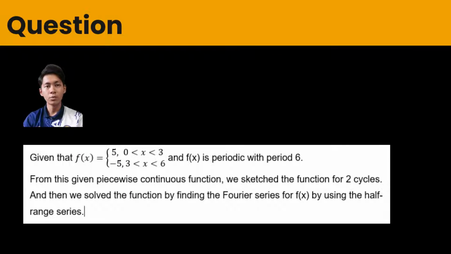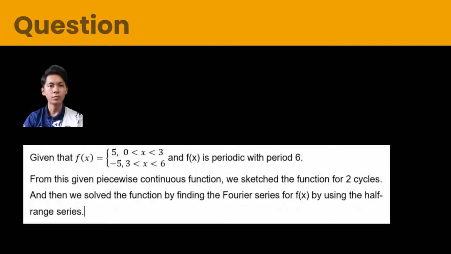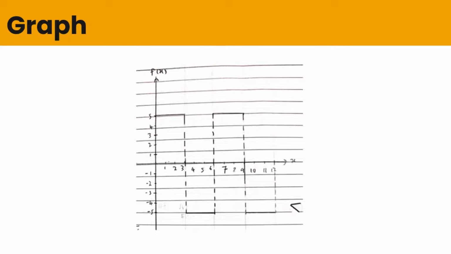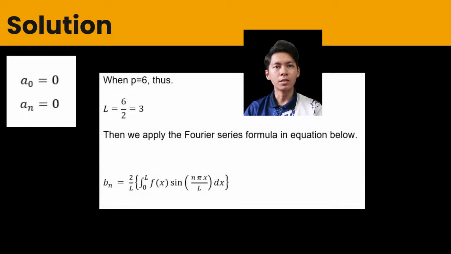From the given piecewise function, and the function is periodic with the period of 6, we sketch the function for 2 cycles, and then we solve the function by using the Fourier series for the function by using the half-range series. Next slide is the graph for the piecewise function. From the graph, we can see that this is an odd function. Therefore, we use the Fourier sine series, and because of that, a0 and an are equal to 0.